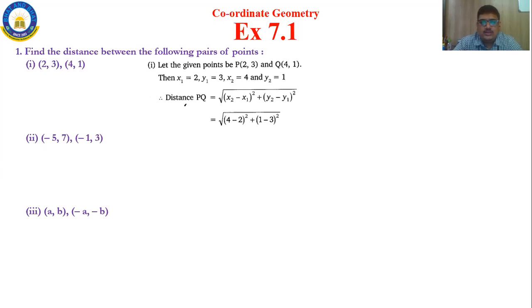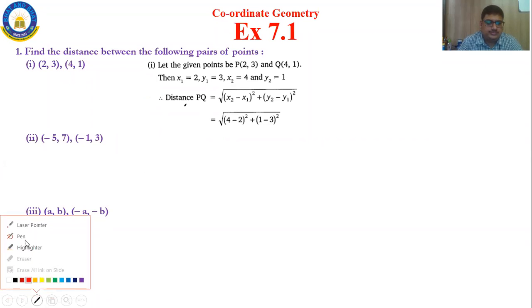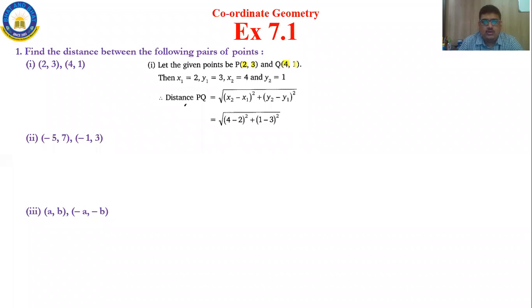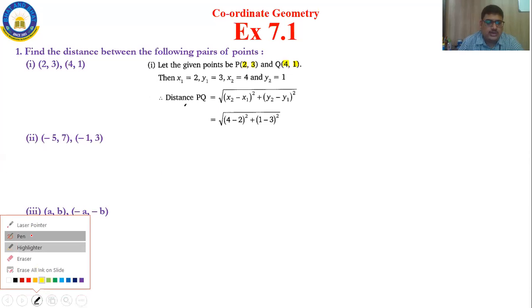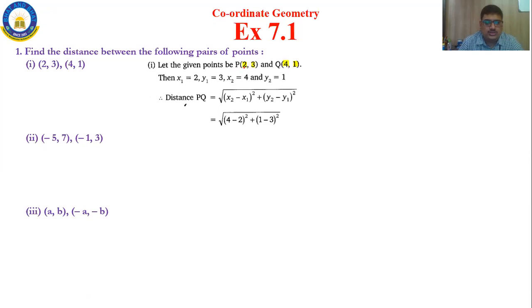I have taken x1 as 2 and y1 as 3. That is, from my point P, x1 is 2, y1 is 3. Similarly, my x2 is 4, y2 is 1. I have to do a straightforward substitution, which I have made here.